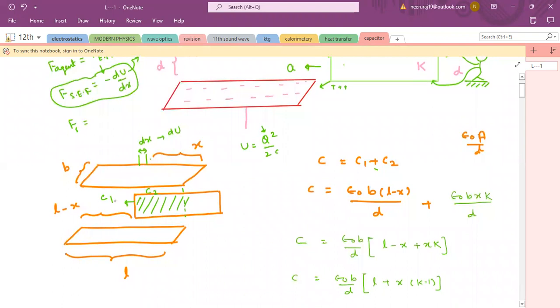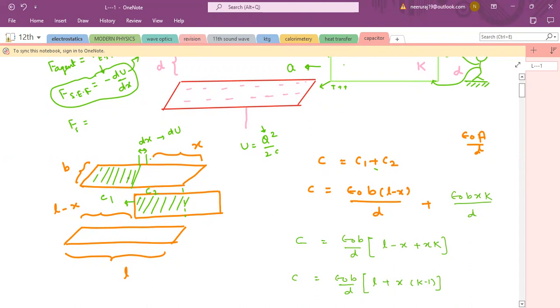C1 I am calling this part. This capacitance I'm calling C1. Any capacitor is epsilon naught A by D, where A is the area of the plate. So this plate area is coming in this capacitor. Let's assume this width is B and the total length is L. This is X, so this length becomes L minus X.